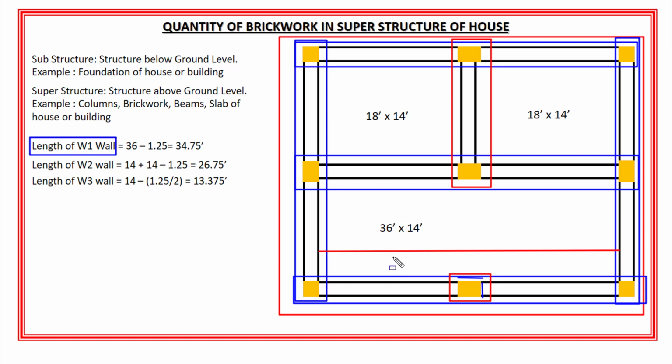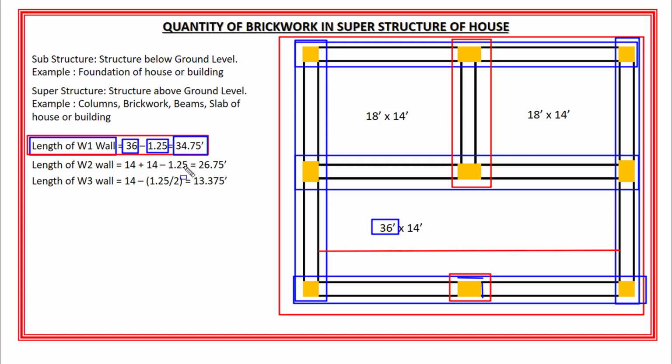So what I will do here is, I will subtract the width of this column, which is 15 inch, and we know that 15 inch is equal to 1.25 feet, from the length of the living room, which is 36 feet. Okay? And I will get the length of these two empty spaces, right? So the length of W1 wall is equal to 36 feet, which is the length of the living room, minus 1.25 feet, which is the width of this column. And the total length of W1 wall will become 34.75 feet.